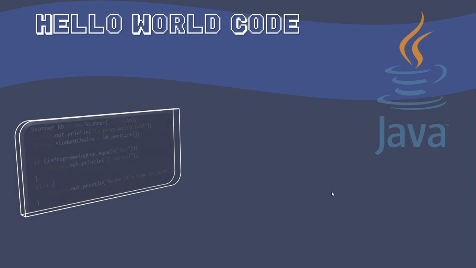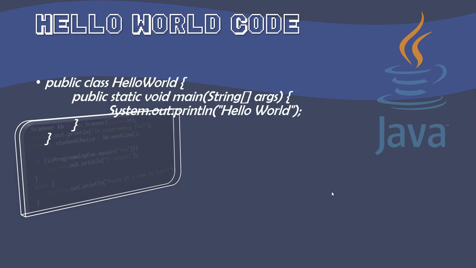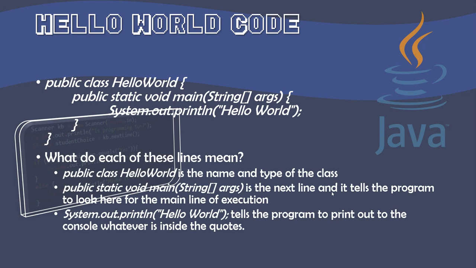Now, one of the very first programs that we typically look at when we're looking at a new programming language is Hello World. And this is a very simple Hello World program in Java. Public class HelloWorld, public static void main(String[] args), System.out.println("Hello World"). Well, what does this code actually do? Well, let's kind of break it down line by line.